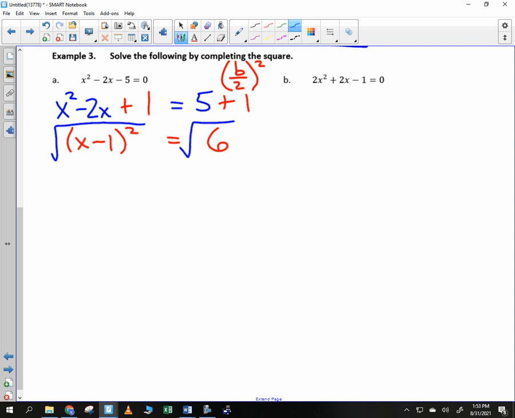What's the square root of x minus 1 squared? And when you take the square root of a variable squared, list the positive and the negative. So plus or minus the root of 6. Now what do we do to both sides? Add 1. So x is equal to 1 plus or minus the root of 6.